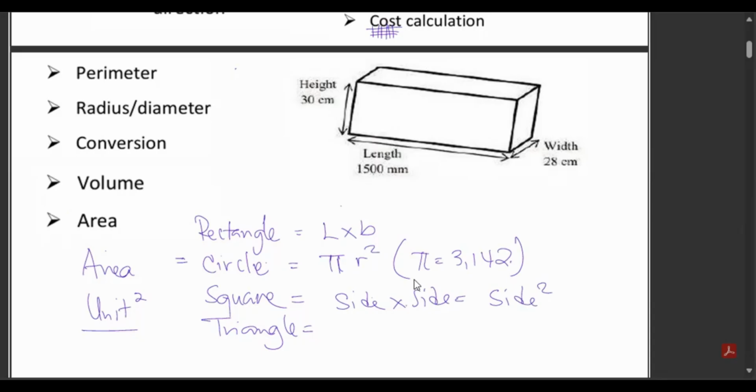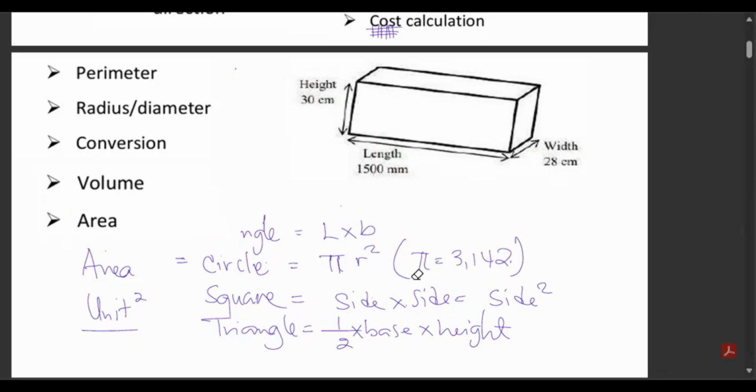A triangle, we shall start with a half, then base, then times what? Half base times height. Here there's a multiplication sign. These are the formulas for perimeter and area. The units, don't forget them.